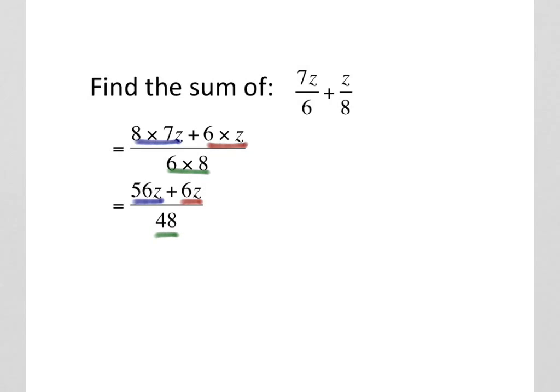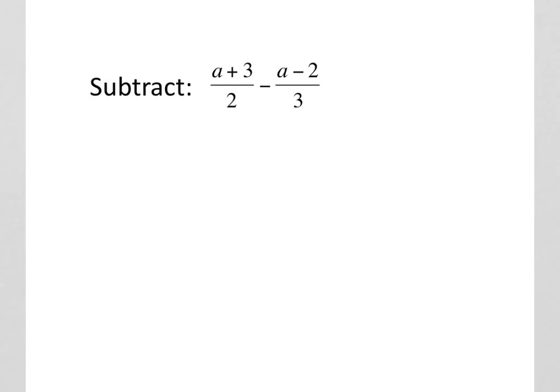At this point, we notice that we've got two terms with the same pronumeral, 56z and 6z, so we can add these together. That gives us 62z from basic algebra. When you see the same pronumeral, a plus a is 2a, we add them together. The same thing applies here. So we have 62z on 48. We can simplify this further, and this gives us 31z on 24 as our answer. Now we have it. On to a more difficult example.